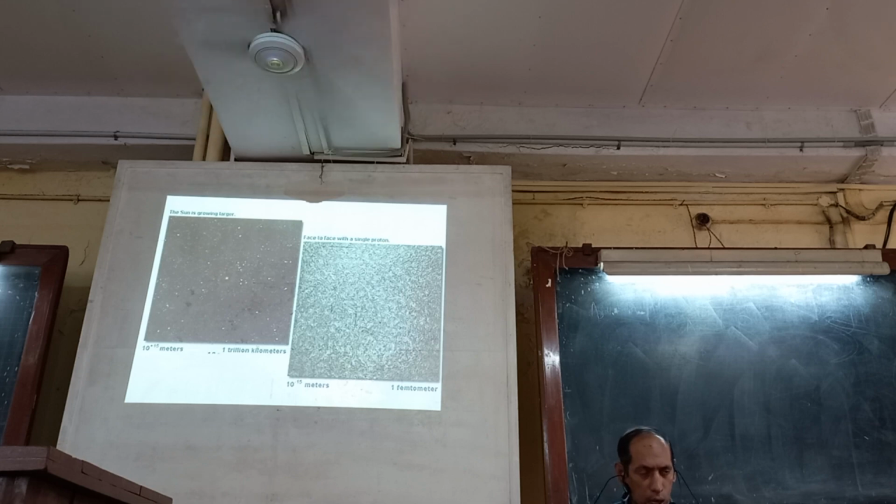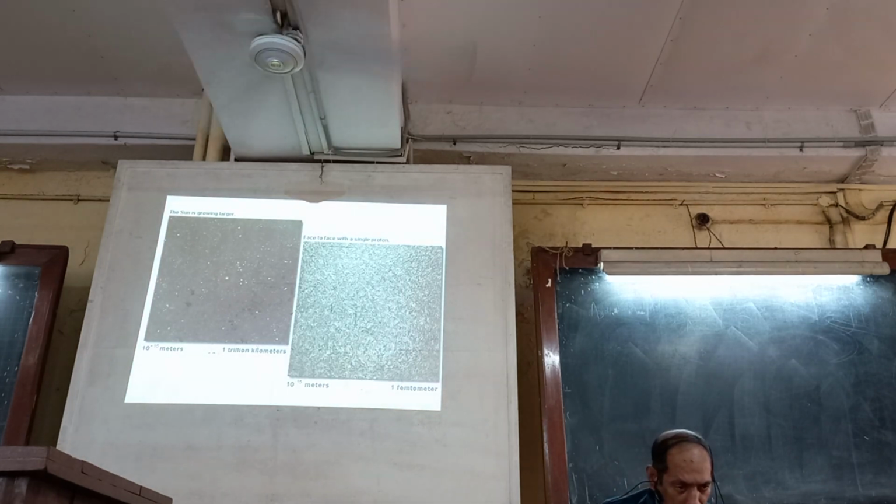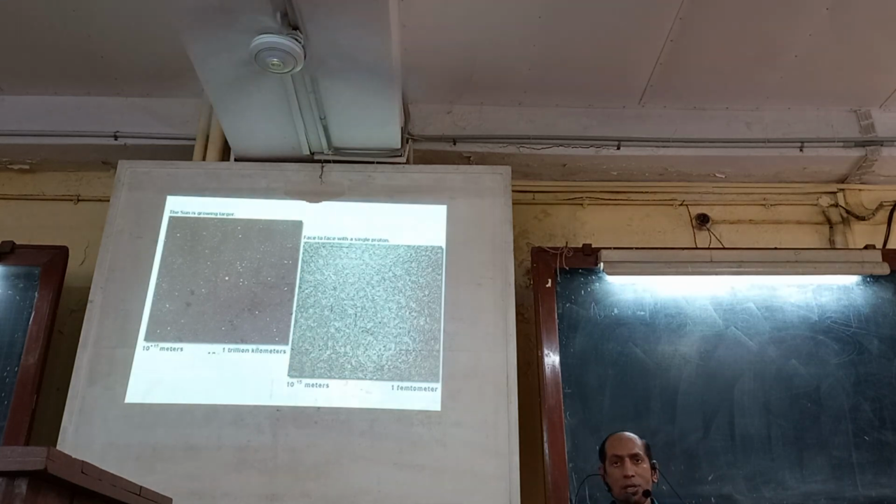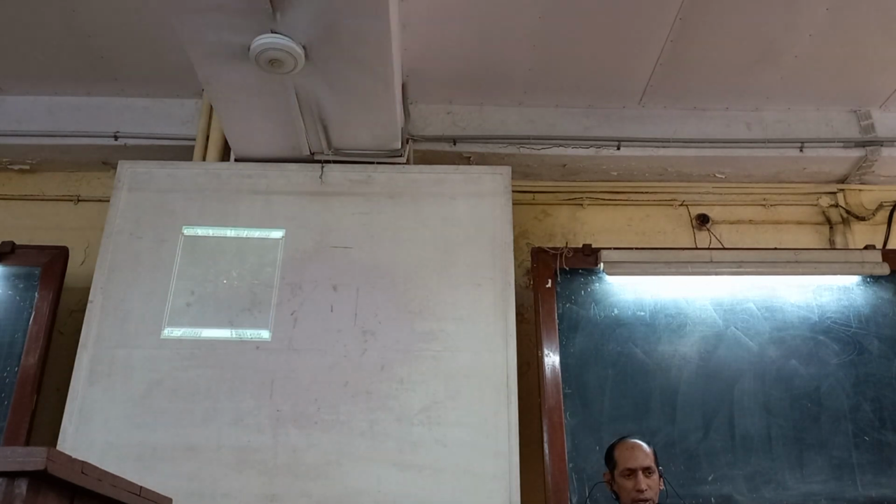As you go a trillion kilometers away and 1 femtometer close, that means 10 raised to 15 meters, and 10 raised to minus 15 meter. And the last few is, that's all you can go for a telescope. 10 trillion kilometers and 1/10 of a femtometer.